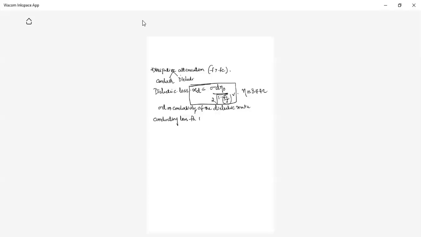For TE mode, the conducting losses alpha C is equal to 2 into RS by B into eta. You have to remember this expression. So 1 plus B by A into (fc by f) whole square plus B square M square plus AB N square plus B square M square plus A square N square.